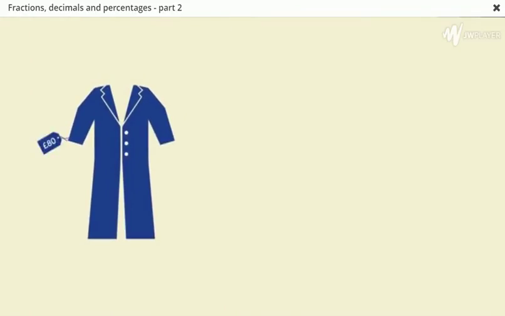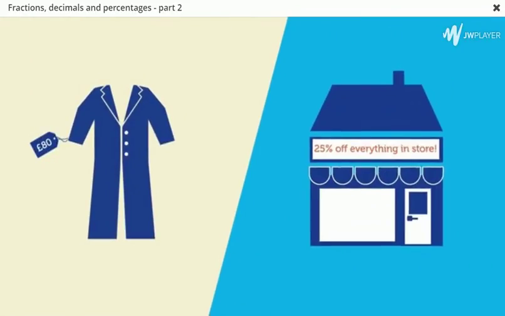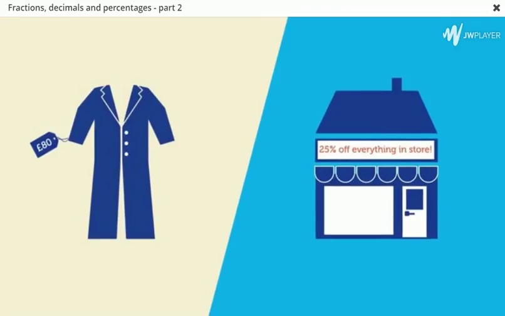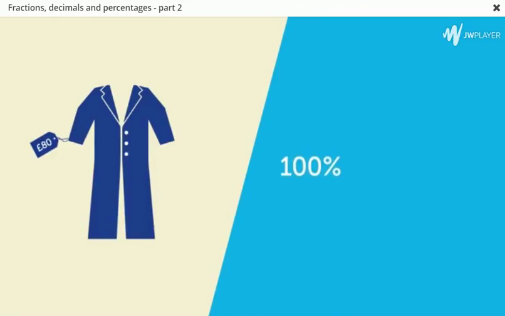Now imagine that you've seen a coat in the shop that you really like. It's £80, but a sign above the shop door says 25% off everything in store. Result. But how much does it make the coat? You'll probably use your calculator, but what's the sum you need to do? If there's 25% off everything in store, then everything will cost 100% subtract 25% equals 75% of its original cost.